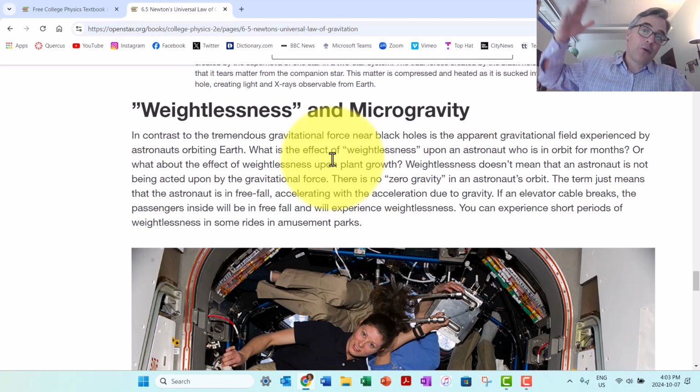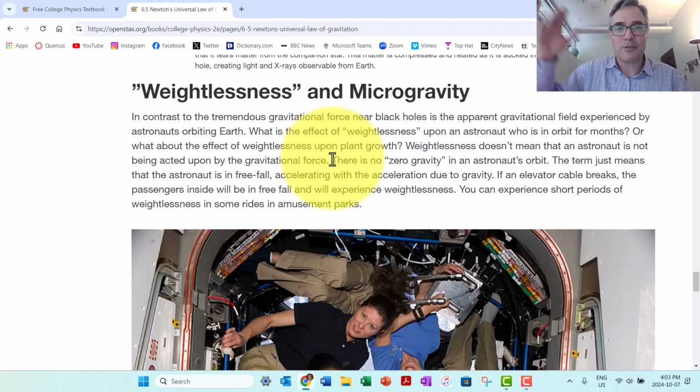Certainly, low Earth orbit's only about 300 kilometers up, and so they're only 300 kilometers farther from the center of the Earth than we are. So the force of gravity on these astronauts is only a tiny bit less. They're not in deep space. They're just above the Earth's atmosphere where there's no air resistance.